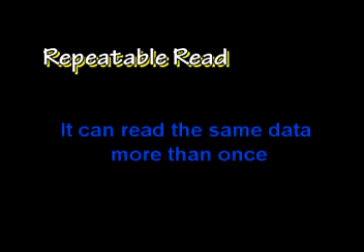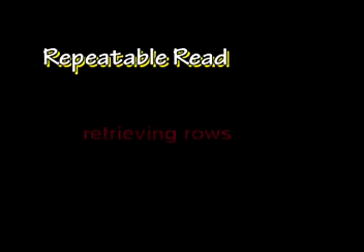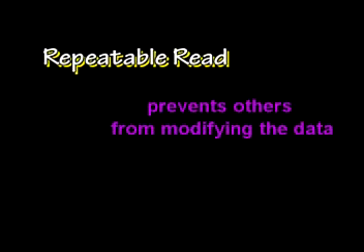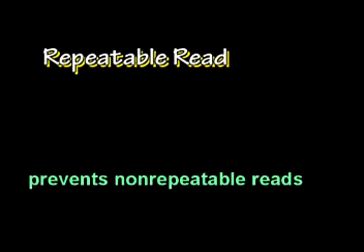Repeatable read. A repeatable read transaction can read the same data more than once, retrieving rows that satisfy a where predicate. In this case, shared locks are placed on all data that is used in a query. This prevents others from modifying the data, and it also prevents non-repeatable reads. However, phantom rows are possible.